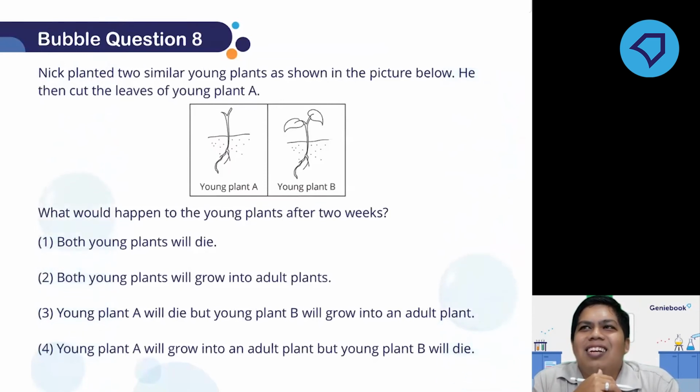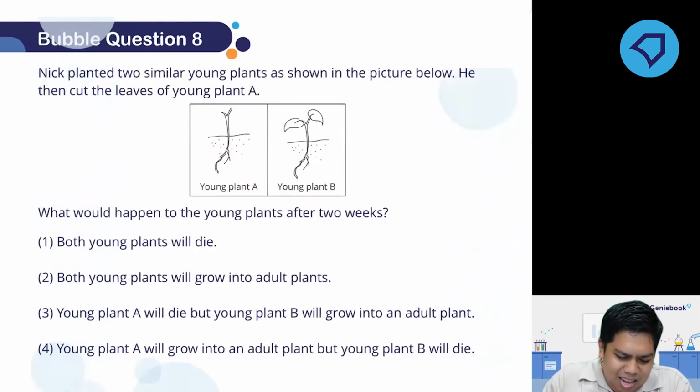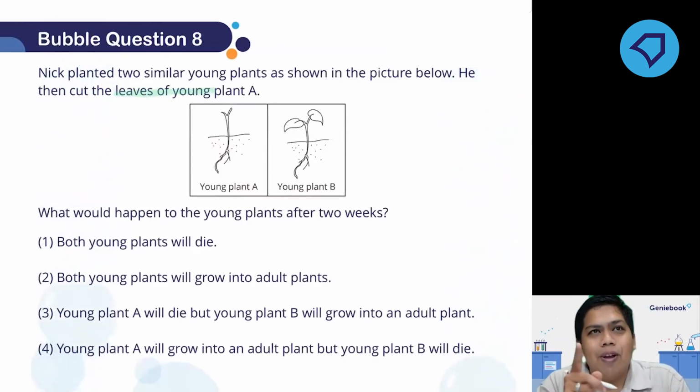Not so easy. So lesser than the previous question. This is only about 70% of you get it correct. So leaves are an important part of the plant, right? Because it helps to make food for the plant, remember, and also the exchange of gases.